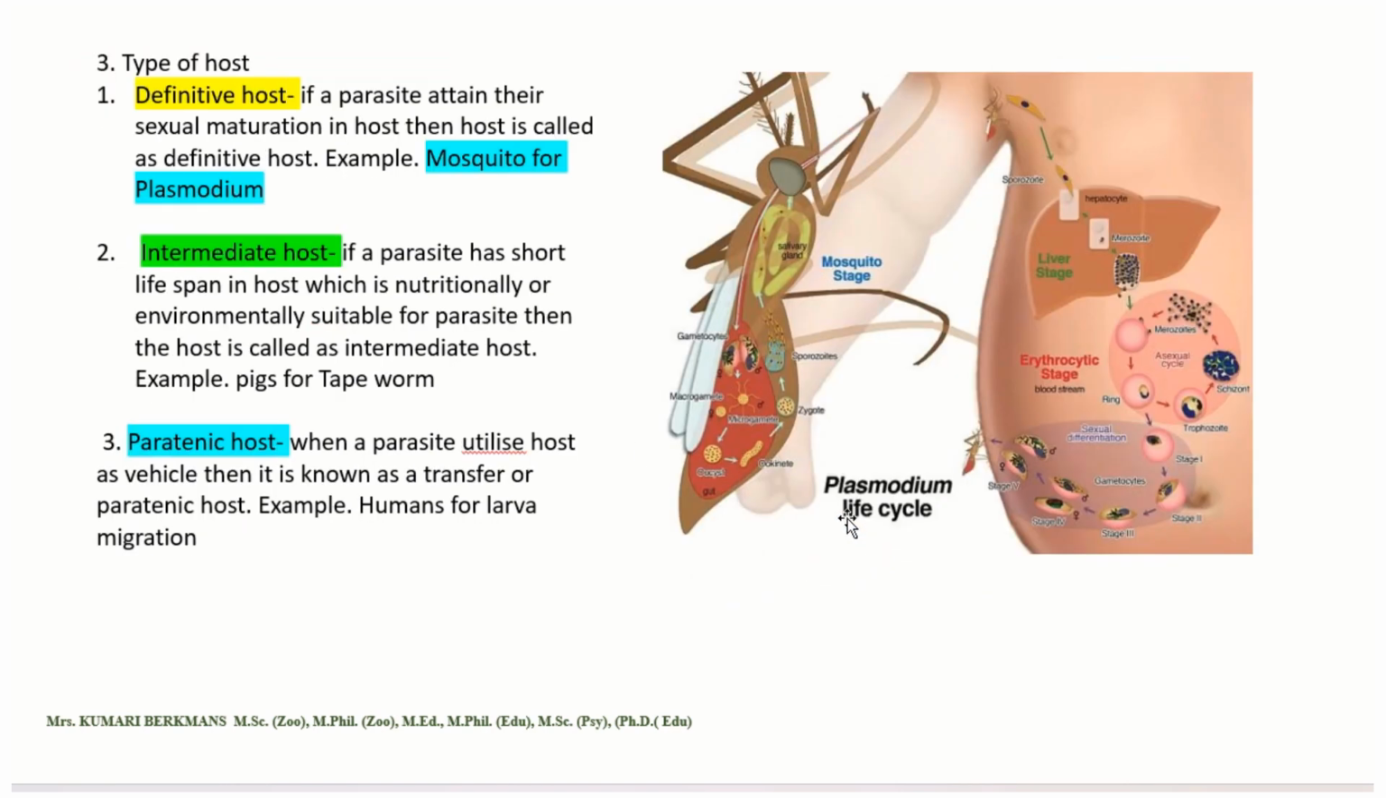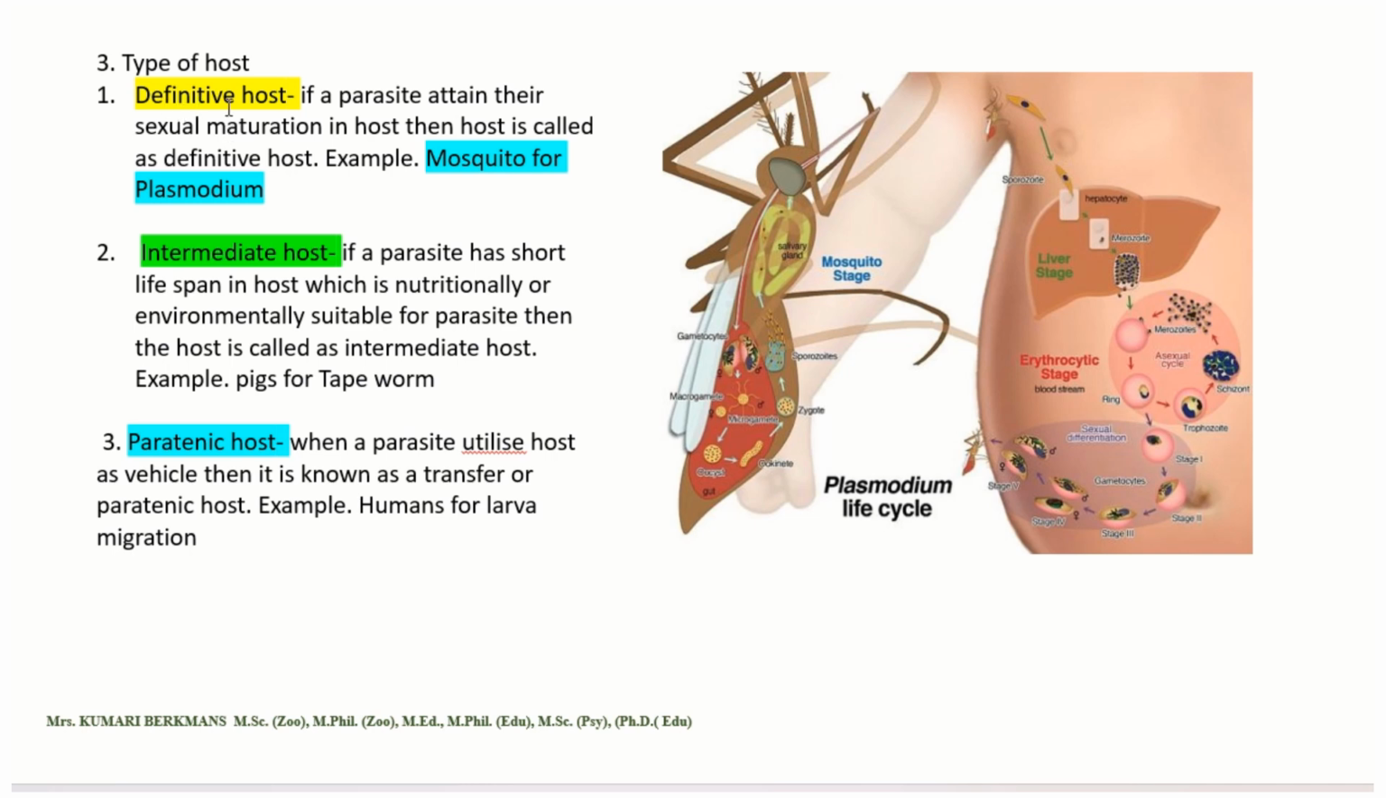Let us see the next one, types of host. There are three types of host we can see here: definitive host, intermediate host and paratenic host. So these three types of host are there. Let us see one by one.